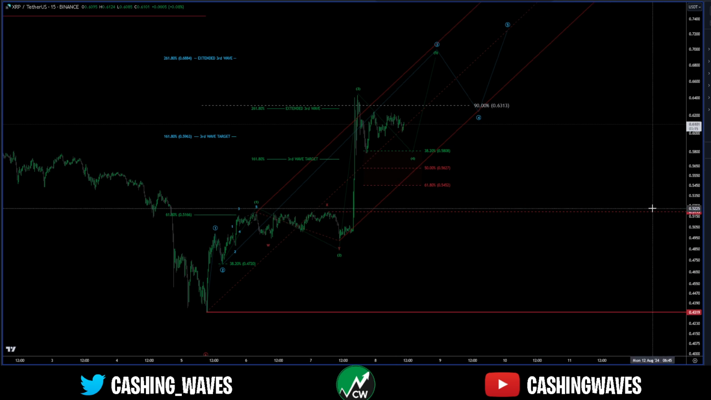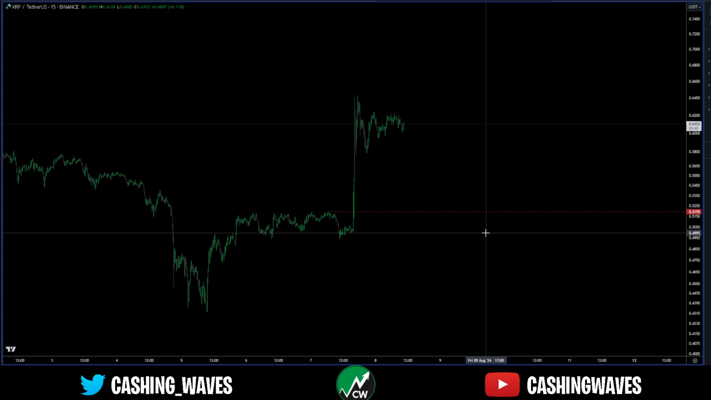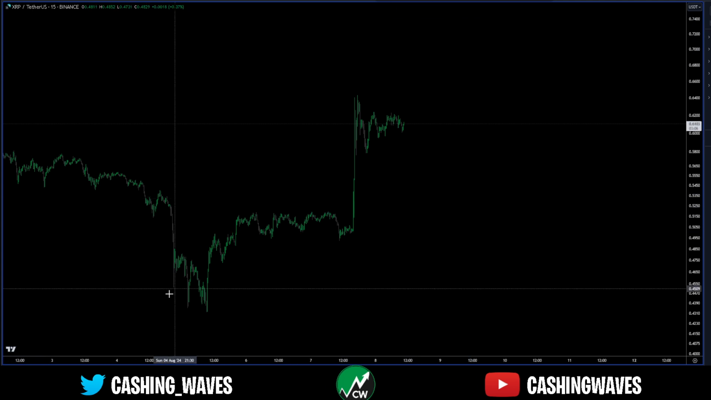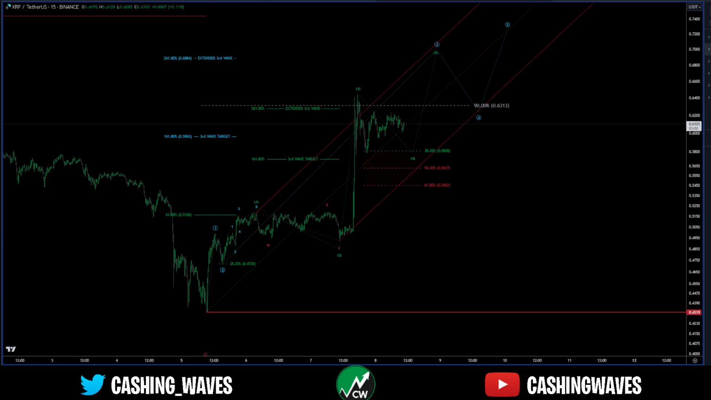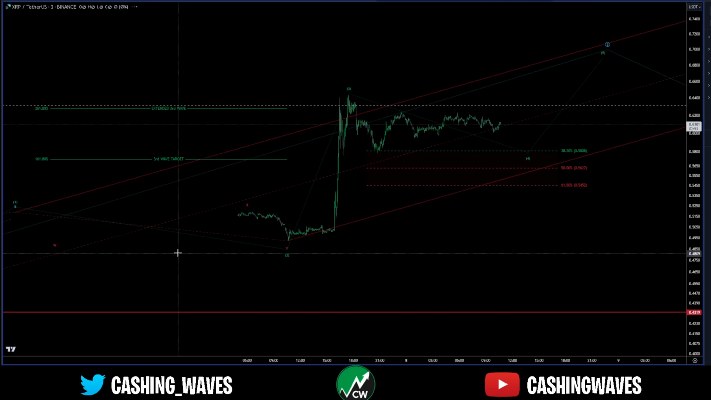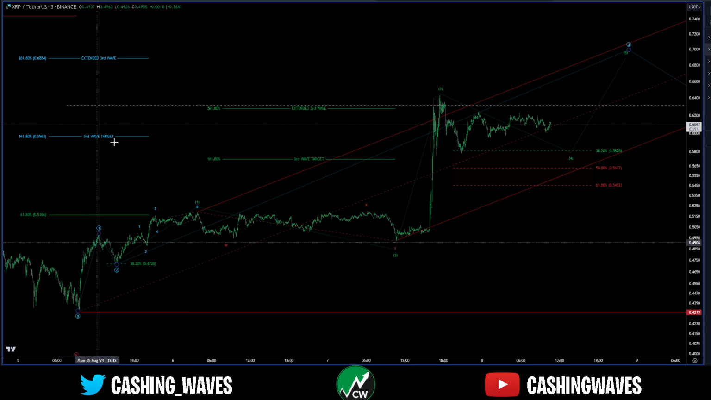Now, how could this fail? That's the question, right? And how I would suggest it's possible to fail is if this is labeled incorrectly. Right here, this wave 1, and it's actually a 3-wave move. It's just hard to read. Even down at the 3-minute, it's very, very difficult to count it.